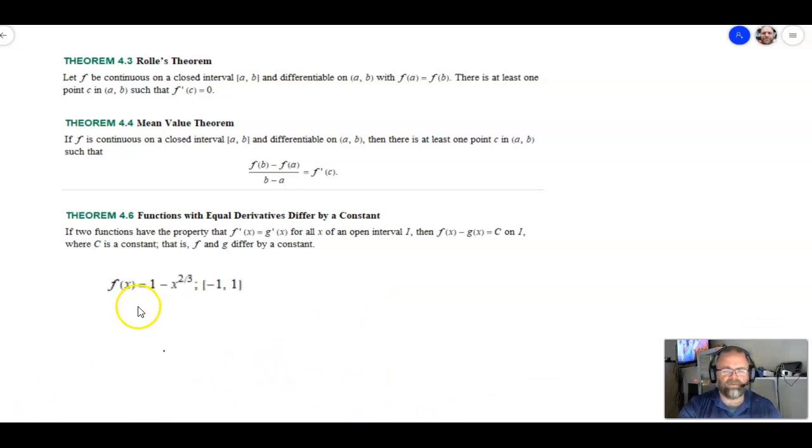Okay, so for this first one, we're going to see if this function, f of x is equal to 1 minus x to the 2/3 on the interval -1 to 1, if Rolle's theorem applies, and if it does, what are the values of c that give you a derivative equal to 0. All right, so it has to be continuous on a closed interval and differentiable on the open interval. So the first thing I would probably do is go ahead and graph this function to visually see if it looks like it's both continuous and differentiable.